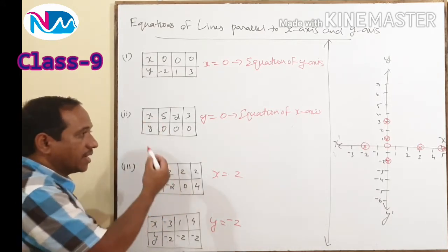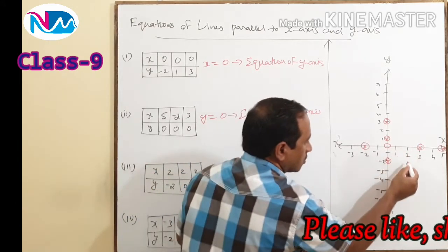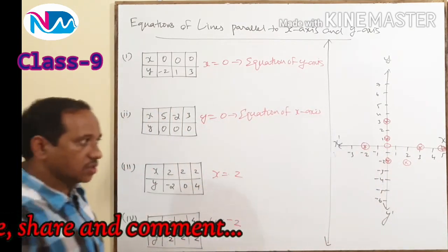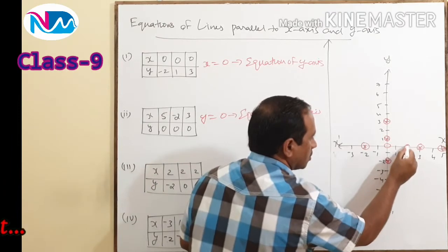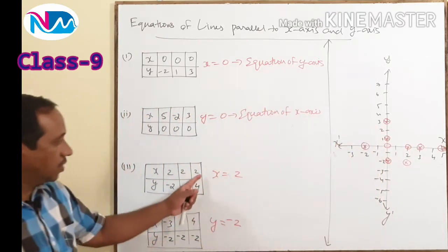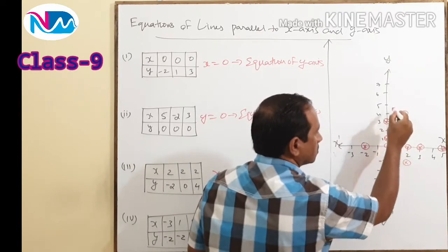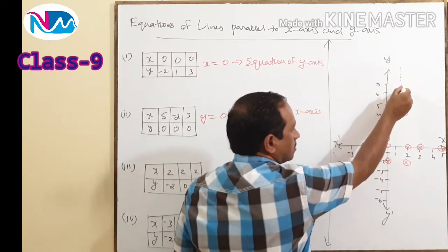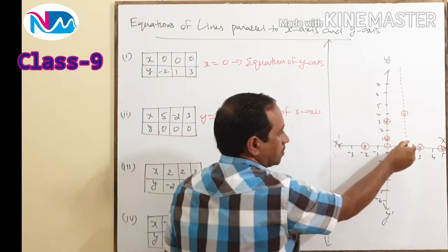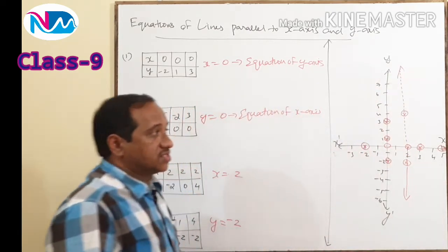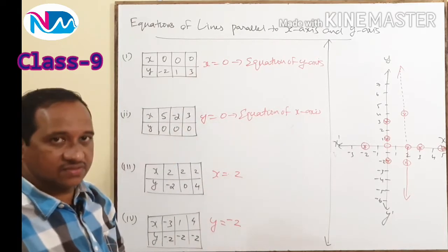First point 2, minus 2. X coordinate 2, y coordinate minus 2 here. Second point 2, 0. X coordinate 2, y coordinate 0. The third point is 2, 4. X coordinate 2, y coordinate 4. Here if you join all the points, you will get a straight line which is parallel to y-axis.